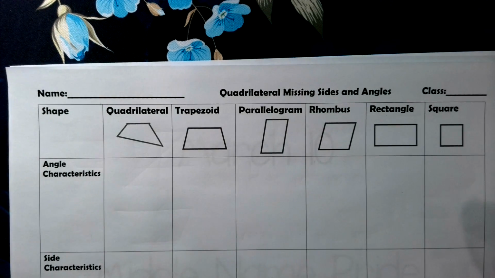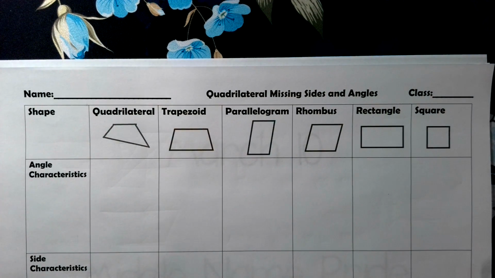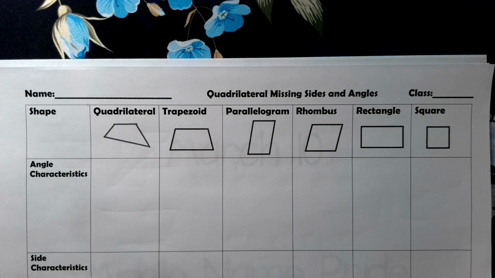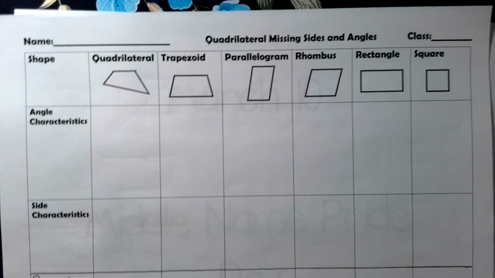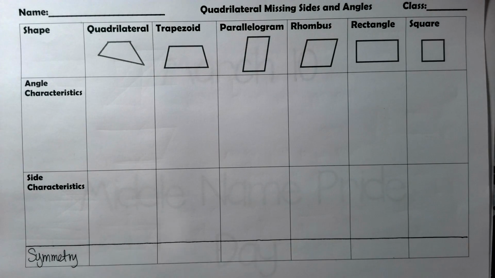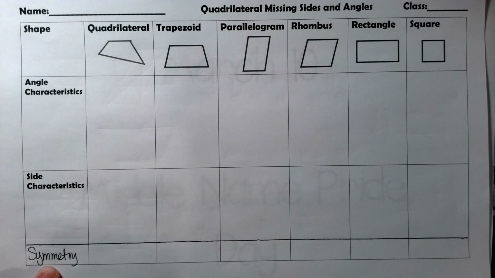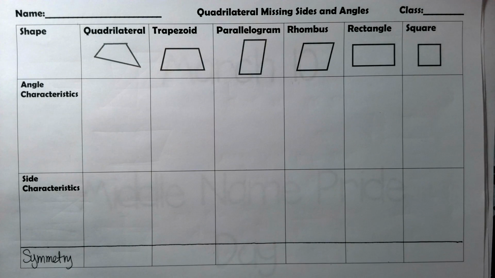Alrighty, in this worksheet we're going to take a look at our different types of quadrilaterals, look at angle characteristics and side characteristics, and then at the bottom I need y'all to add a row, because I forgot to have this one in there. I knew I needed another row. We need to talk about the different types of symmetry that each of these shapes have.